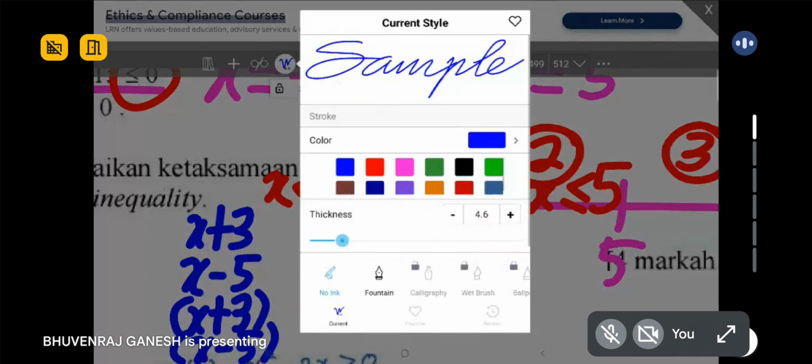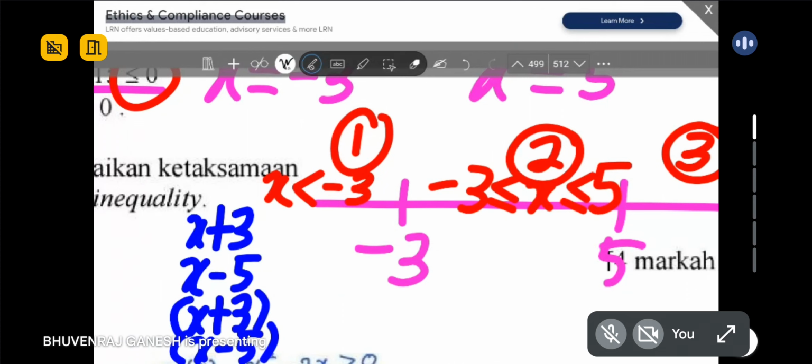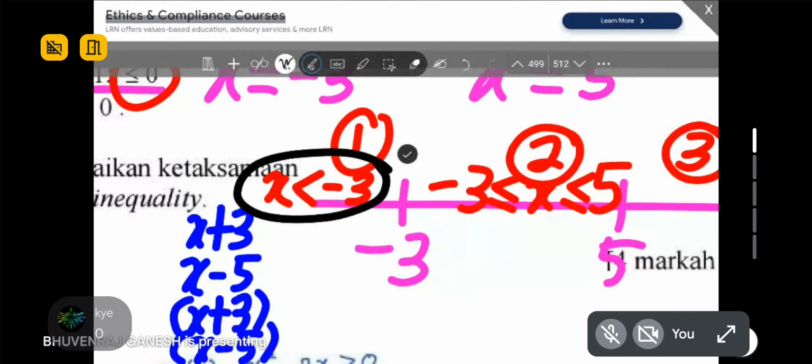x less than -3. Can you guys tell me a number? Give me one number that satisfies this inequality, guys. Any number.